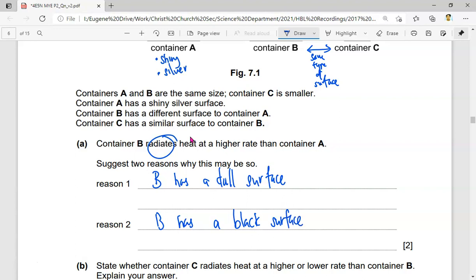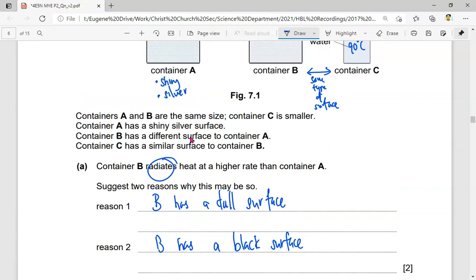Okay, so I say, sure, how about rough? Can I use the idea of rough? My question to you is, if A is shiny and silver, did it say that it is smooth? Because the opposite of rough is actually smooth. So can it be smooth?